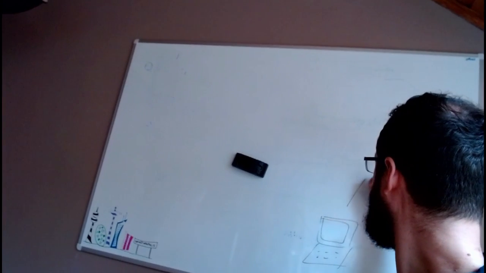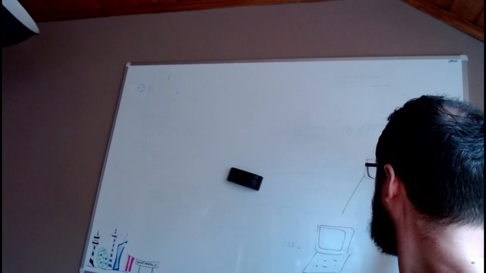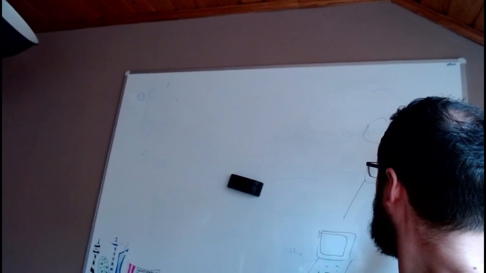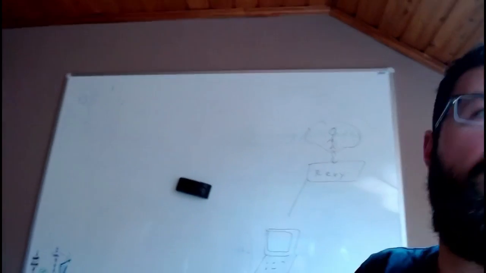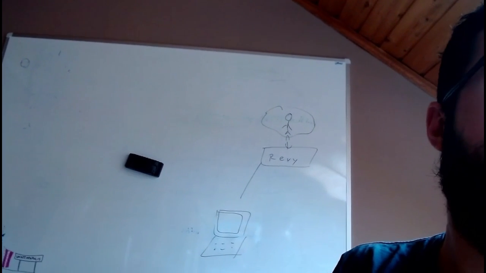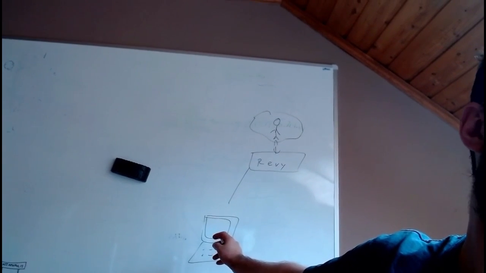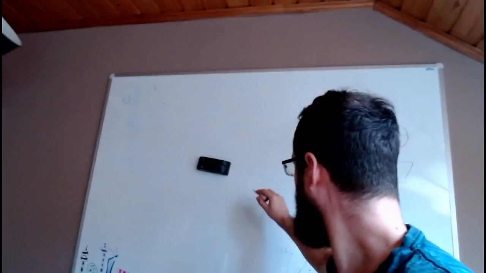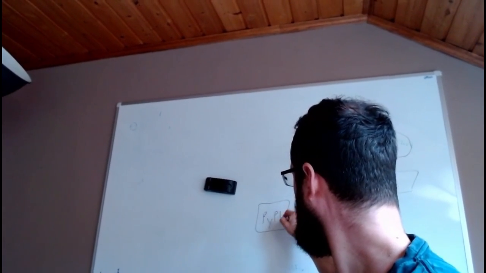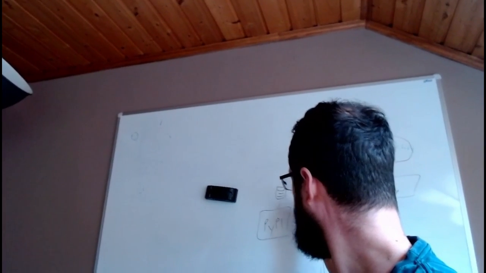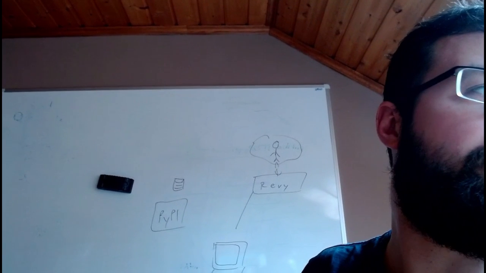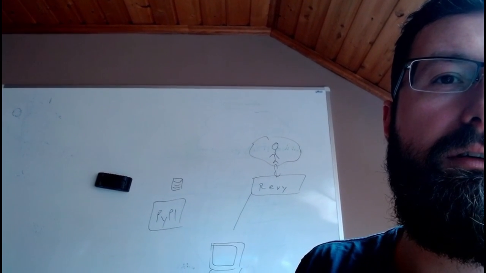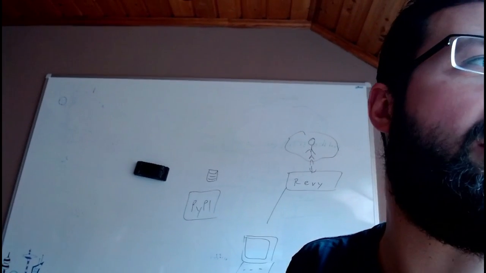So you have a computer that you can't really see because the autofocus works terribly, but it should get better. The computer is connecting to the remote server, in our case called Revy. That is the server that users are accessing. Our local computer is the one that's connecting to PyPI. So, on the local computer, we are going to gather the requirements that we have, so requirements.txt, and download all the packages to our local computer.